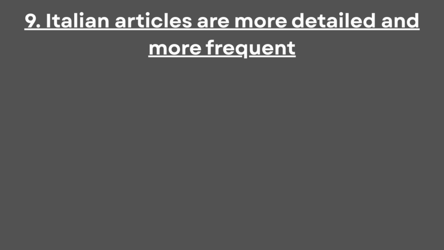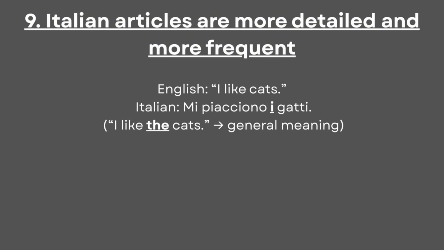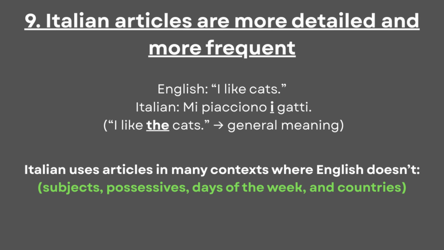Number 9. Italian has more articles than English, which makes them more frequent and creates general meanings. As such, the language uses articles in many contexts where English doesn't, like subjects, possessives, days of the week, and countries, apart from placing them before nouns.